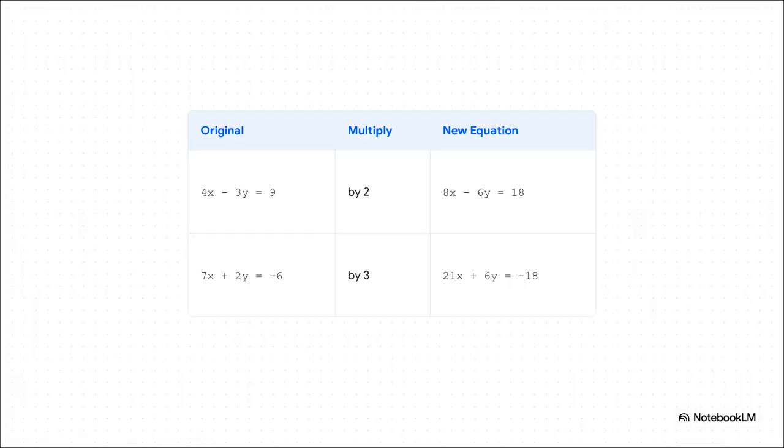Okay, check this out. At first glance, nothing cancels here. But if we get clever and multiply that top equation by 2 and the bottom one by 3, look what happens to the y terms. We get a negative 6y up top and a positive 6y on the bottom. They are perfect opposites, totally ready to be eliminated.